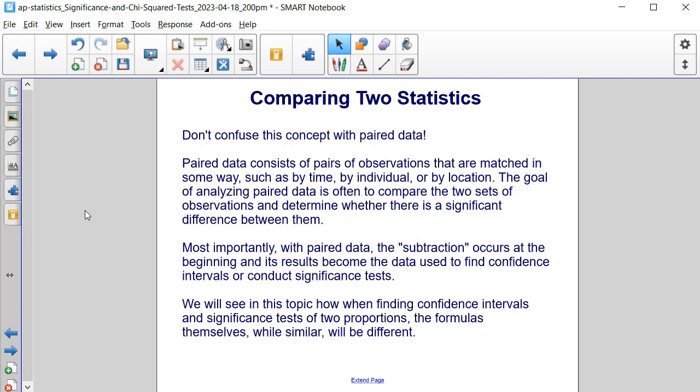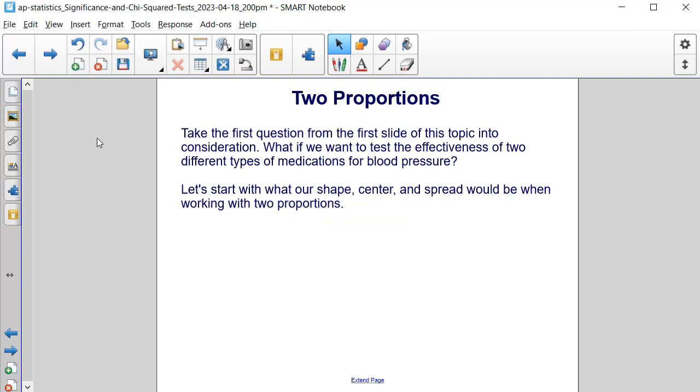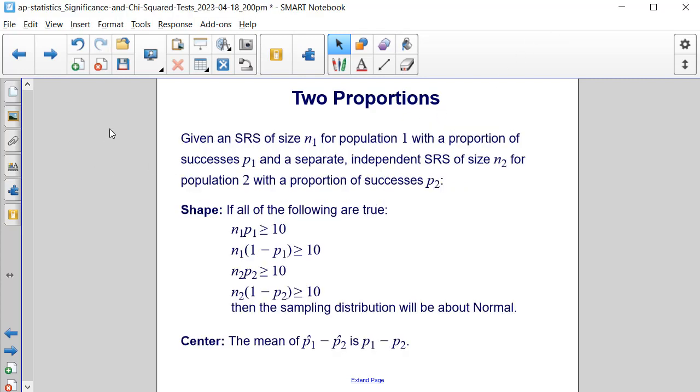We will see in this topic how, when finding confidence intervals and significance tests of two proportions, the formulas themselves, while similar, will be different. Take the first question from the first slide in this topic into consideration. What if we want to test the effectiveness of two different types of medications for blood pressure? Let's start with what our shape, center, and spread would be when working with two proportions.